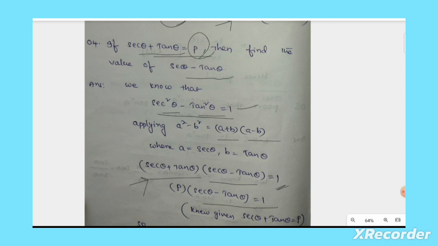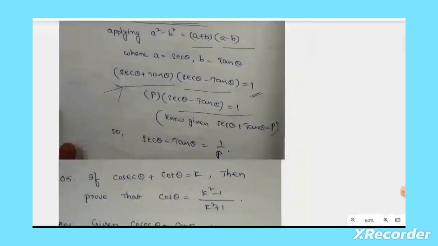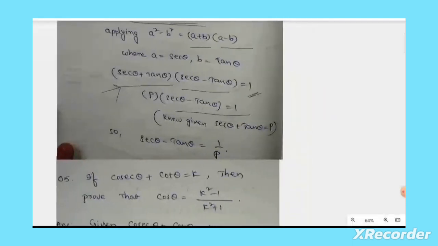In the next step I'll bring this p to the right side. As it is multiplication on the left side, if it comes to the right side, then it will be division. So now it is 1 by p. Okay, hope this is also clear.